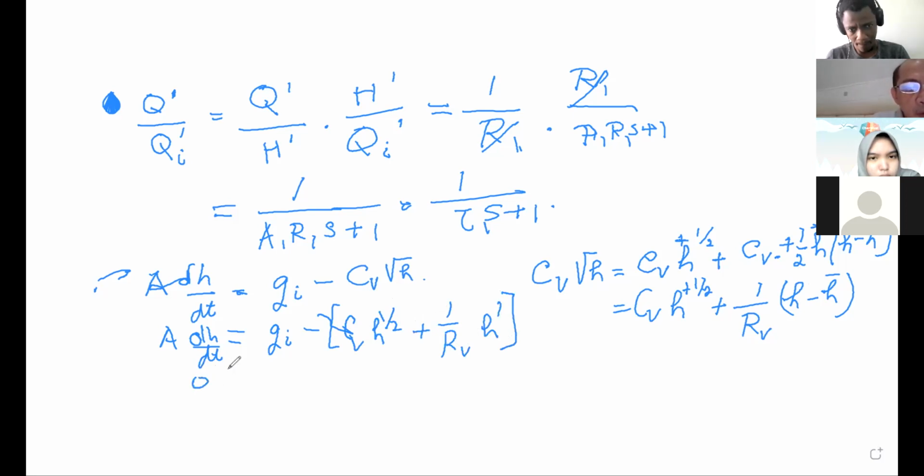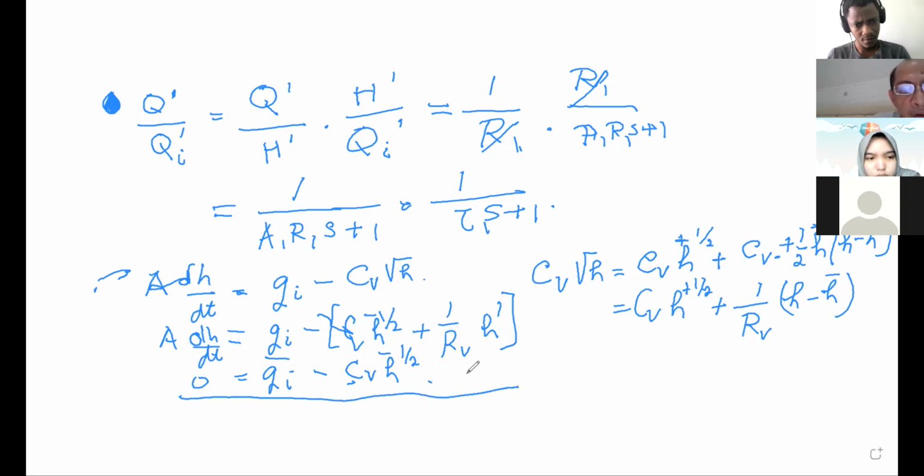Cv H to the half plus 1 over Rv, I just put this like that. Okay, 0 is equal to Qi bar minus Cv H bar to the half, right? And then I will have A dH'/dt equal to Qi' minus 1 over Rv H'. Do you agree?